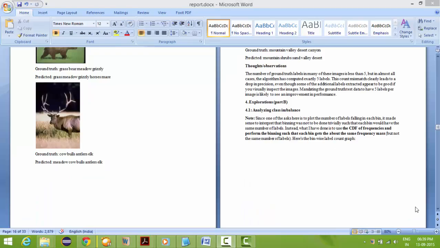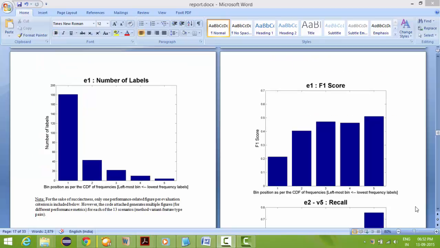In experiment 4.1, analyzing class imbalance, since one of the asks is to plot the number of labels falling in each bin, what I have done for binning is to use the CDF, cumulative distribution of frequencies, and perform the binning such that each bin gets about the same frequency mass, but not the same number of labels. Here is the bin-wise label count graph.